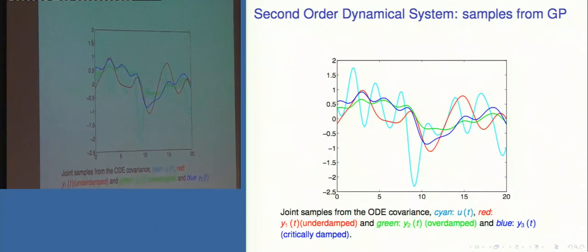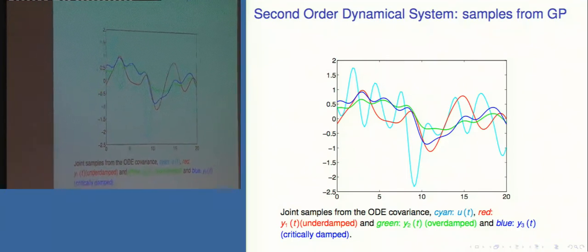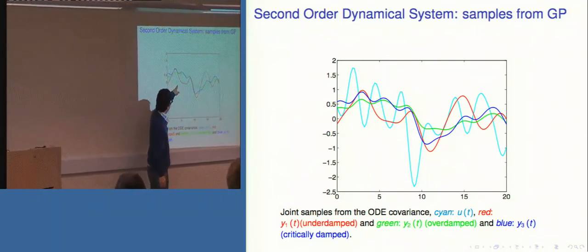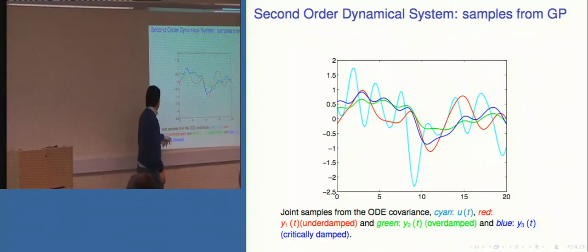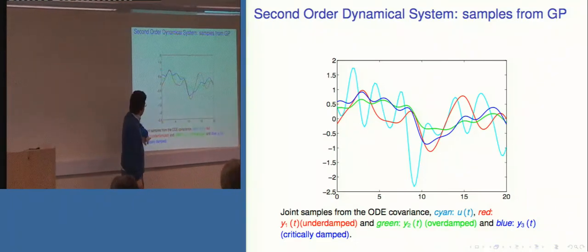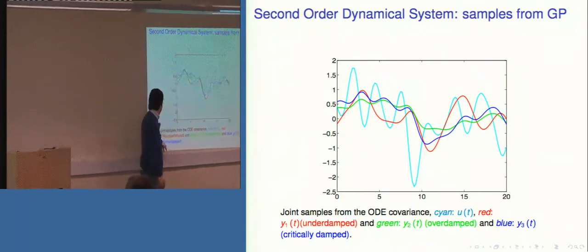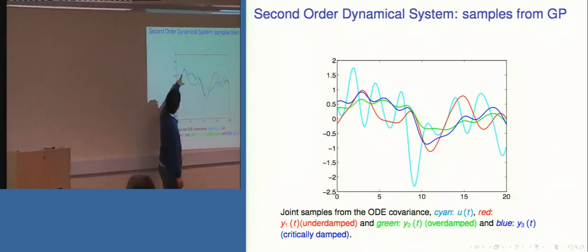And we have samples from this covariance function. So in cyan I have the latent force. In red we have the underdamp. In green we have the overdamp. And in blue we have the critically damp. So these two, they don't follow too much.